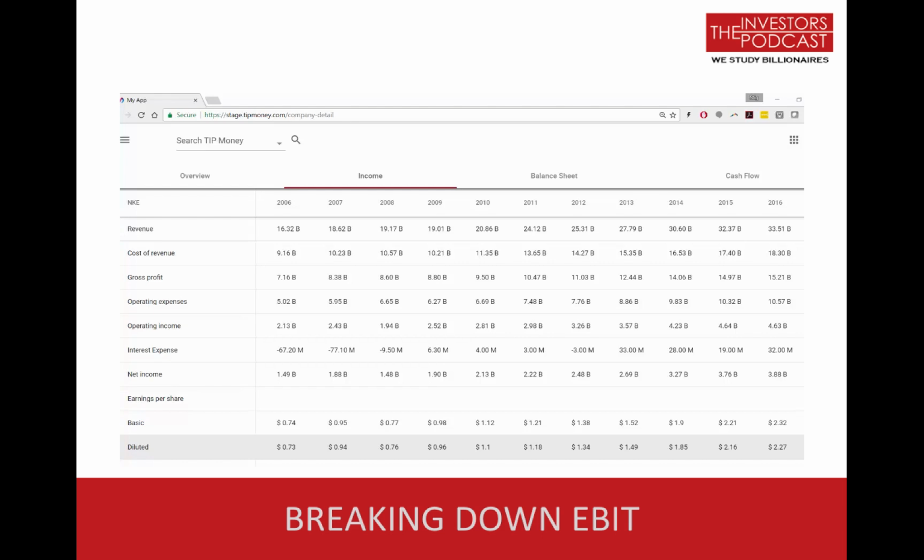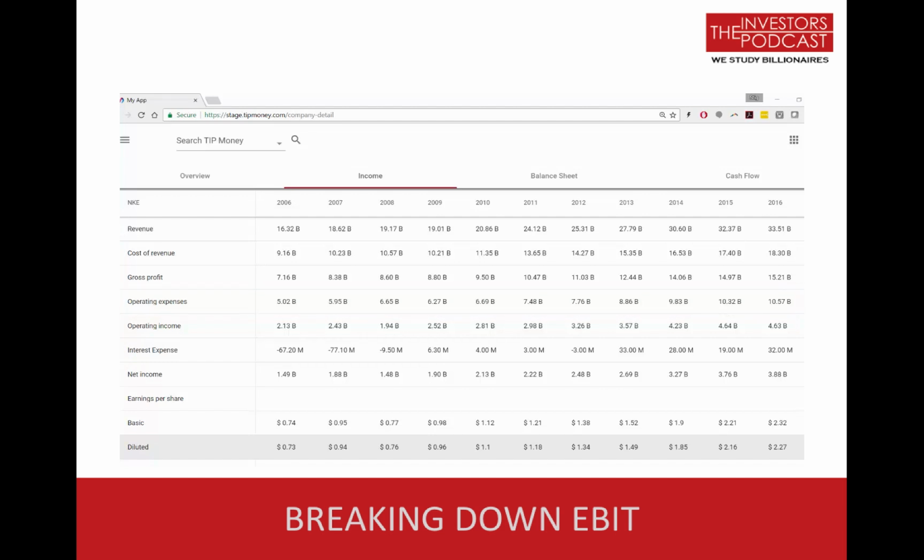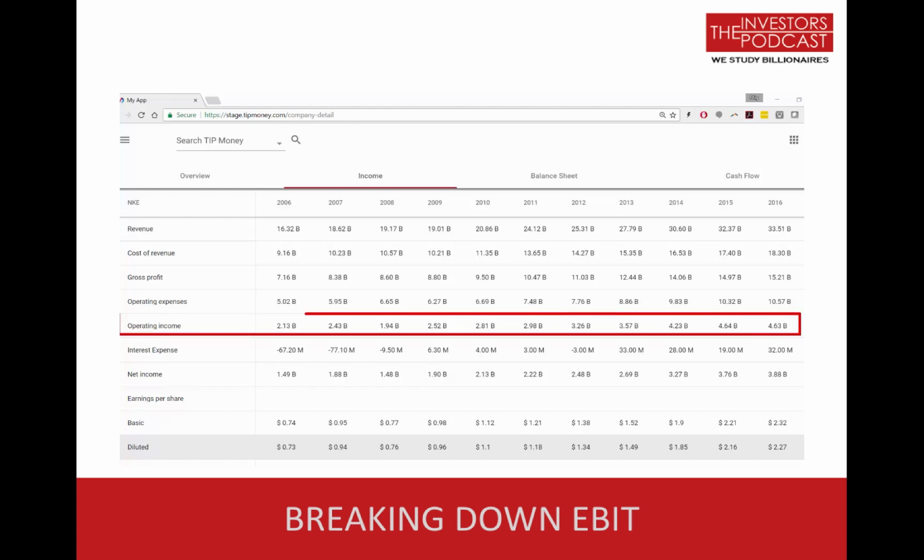Now, all companies, including Nike, have to pay operating expenses, which are fixed costs independent of production. So for Nike, that will include expenses for marketing campaigns, depreciation on buildings and equipment, and just generally all the expenses of running headquarters and divisions, like rent and salary to staff and the management. It's all costs required to maintain the business. After subtracting the fixed cost, we have found the so-called operating income of $4.63 billion.